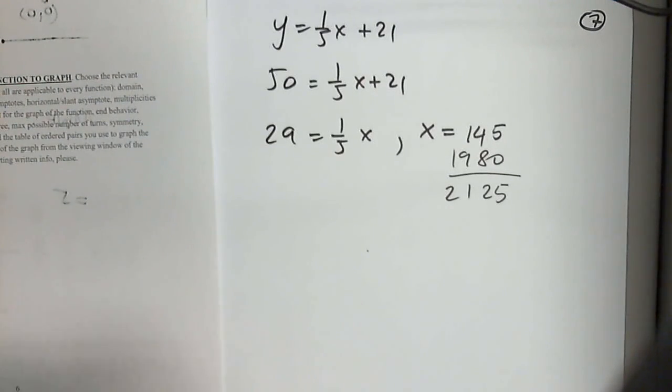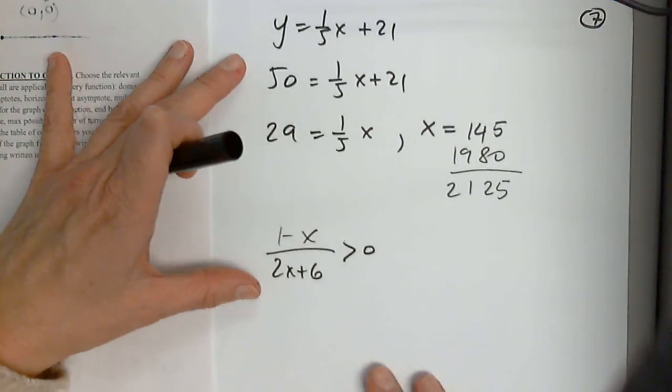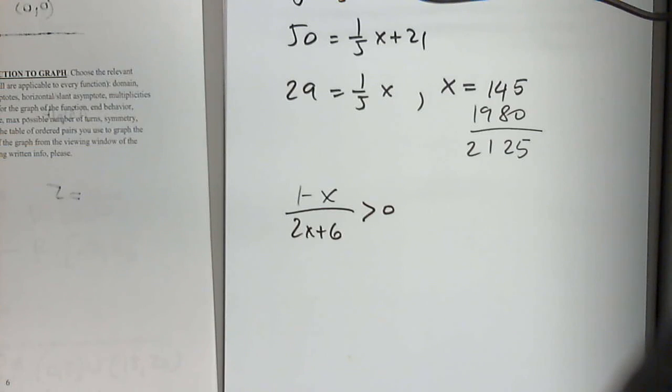Okay, so (1 minus x) over (2x plus 6) greater than 0. What type of inequality is this? Rational. Yes, it is rational.